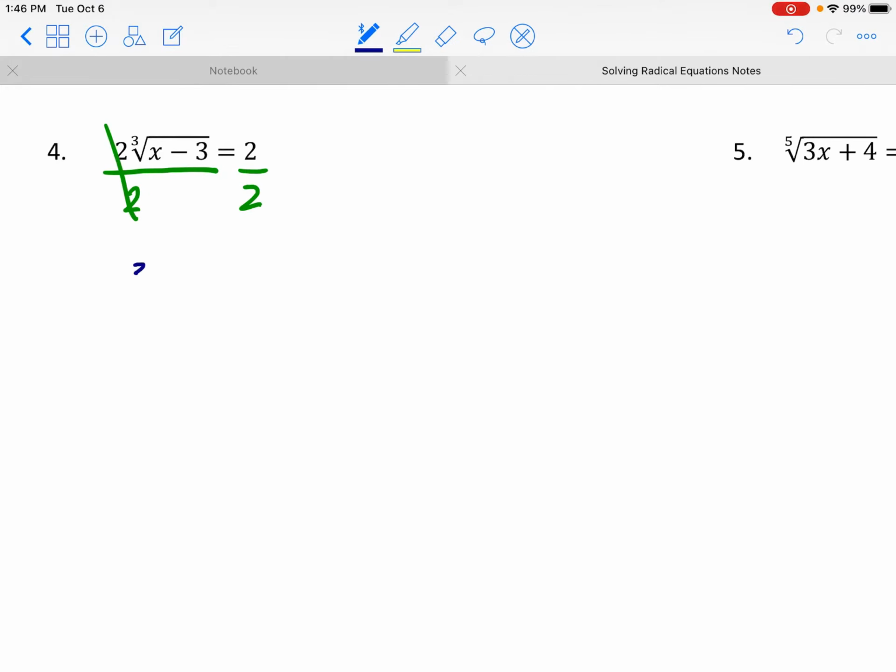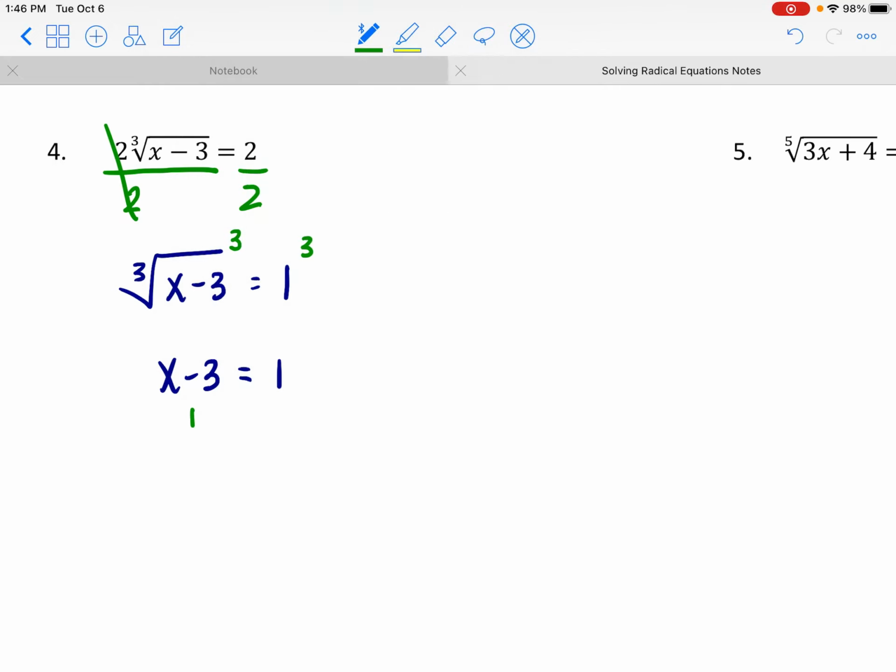That gives me the cube root of x minus 3 equal to 2 divided by 2 is 1. So now that my radical is alone, I want to get rid of it, but this time it's a cube root. So I get rid of a cube root by cubing both sides. So the cube and the cube root will cancel, leaving my radicand, which is x minus 3. And then on the right, 1 cubed is still 1.